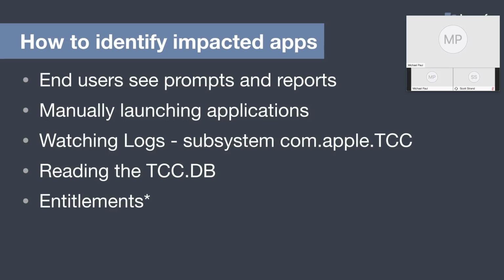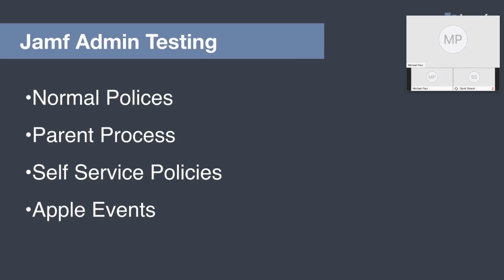So from an admin perspective, what do we need to test? Well, we have a few different things. We'll take a look at normal policies. We'll look into parent processes to understand where that might impact you or trip you up. We'll look at self-service policies and how those work. And then we're going to dig into Apple events, as that is a little bit different than the rest.